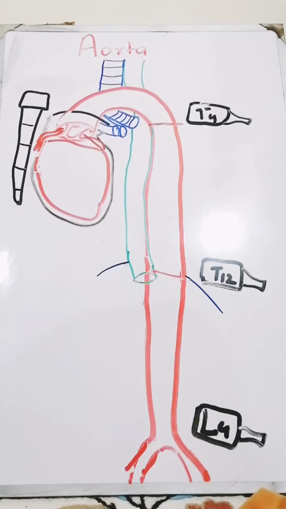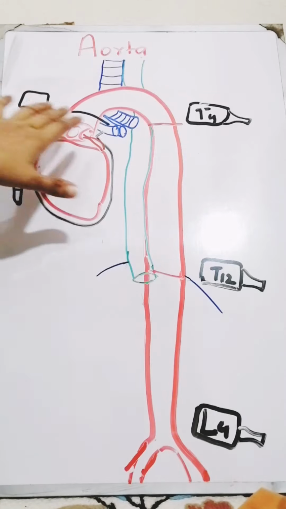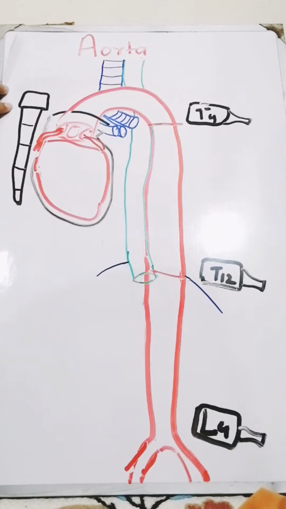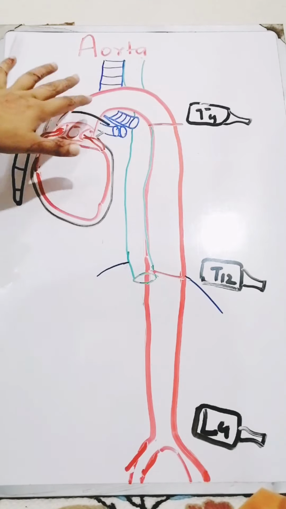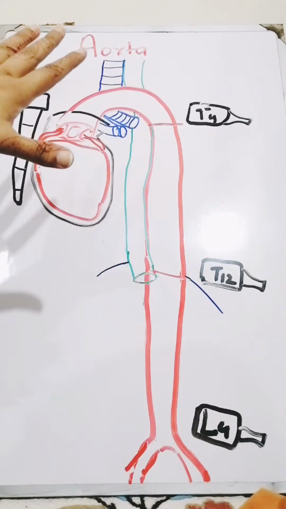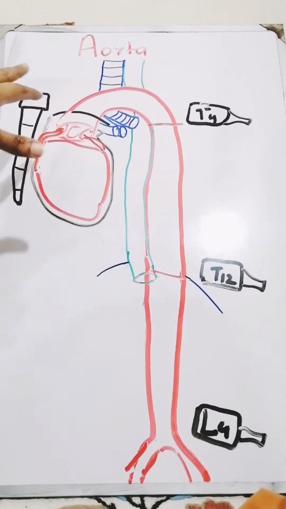The aortic arch is almost 3 to 5 centimeters long. The aortic arch starts from the sternal angle and goes downward. This side is the left lateral view.